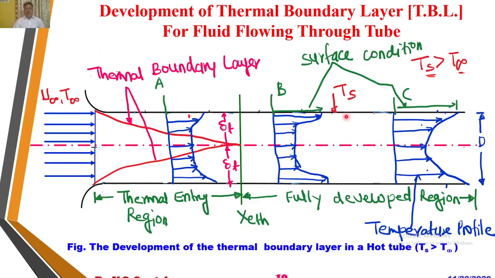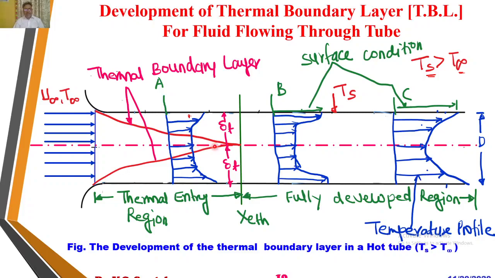The similar phenomenon will take place when a fluid with free stream velocity u infinity and temperature T infinity is entering into the tube, and the tube surface temperature is more than the fluid temperature. That is, when the cold fluid is entering into this hot tube, because of the no temperature jump condition, the temperature of the fluid will be equal to the surface temperature of the pipe at the top side and bottom side, and will be equal to the free stream temperature at the center line.